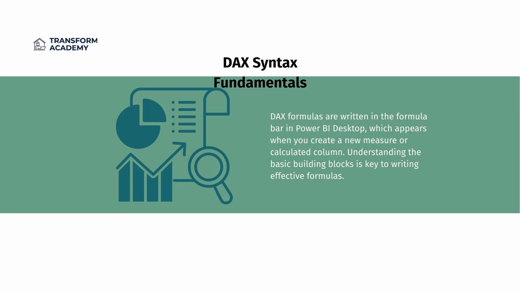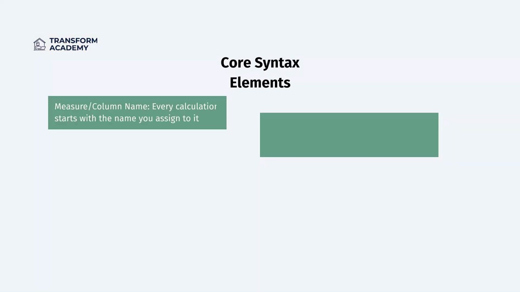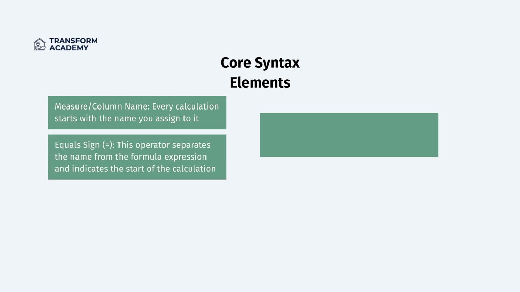DAX formulas are written in the formula bar in Power BI Desktop, which appears when you create a new measure or calculated column. Understanding the basic building blocks is the key to writing effective formulas. Core syntax elements. Measure and column name. Every calculation starts with the name you assign to it. For example, Total Sales, Full Product Category. Equal sign. This operator separates the name from the formula expression and indicates the start of the calculation.